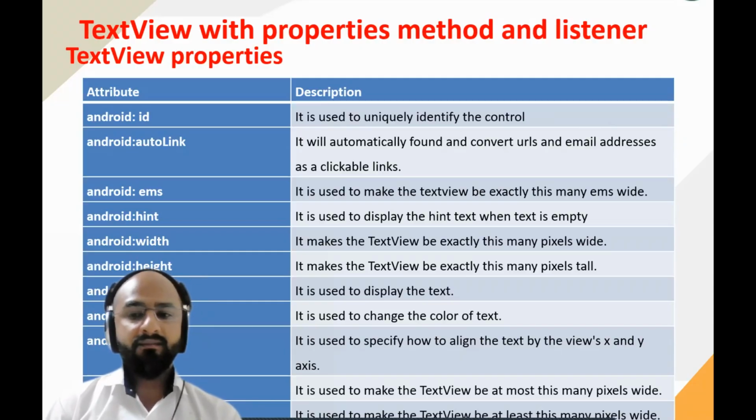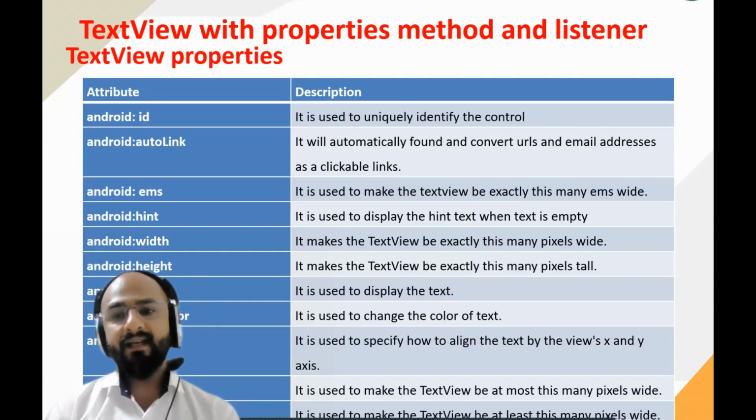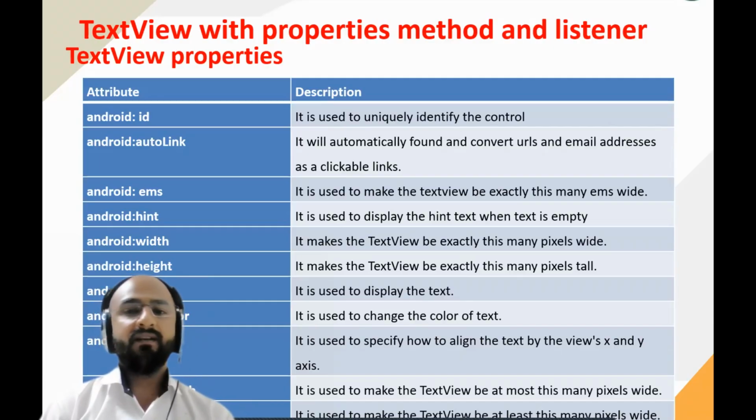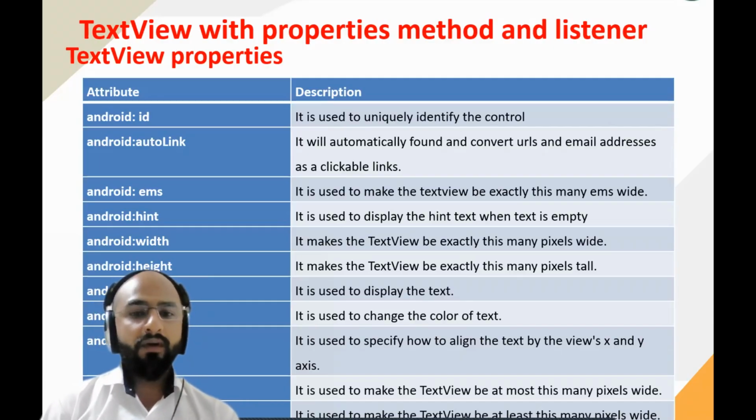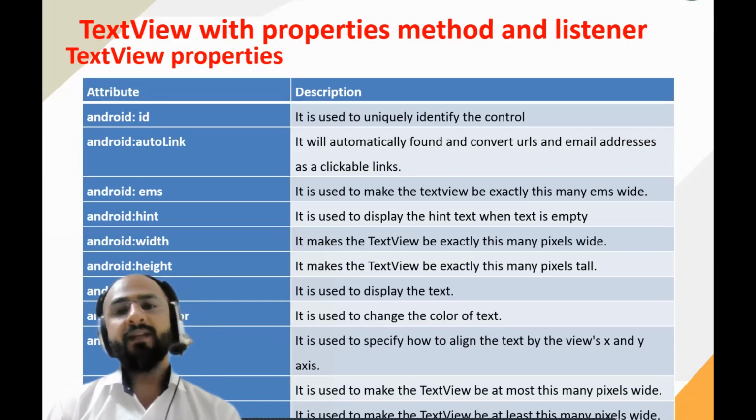Android colon EMS. It is used to make the text view be exactly these many EMS wide. Android colon hint. It is used to display the hint text when the text is empty.